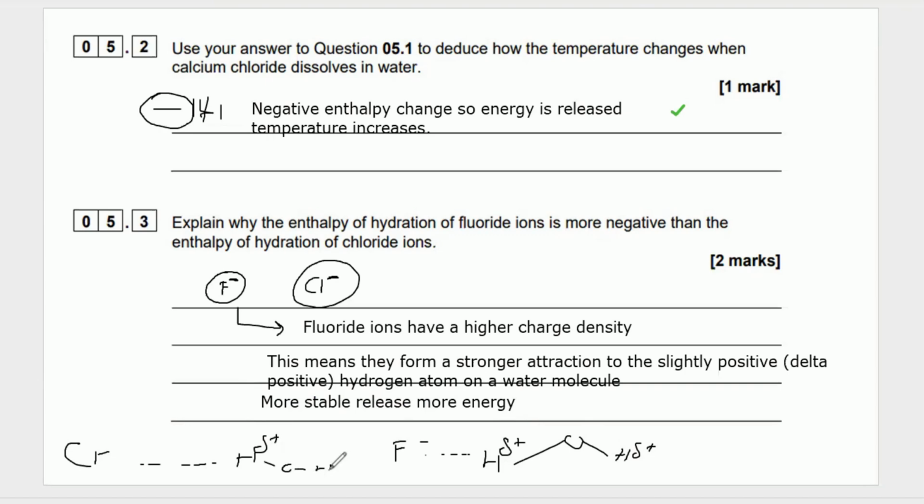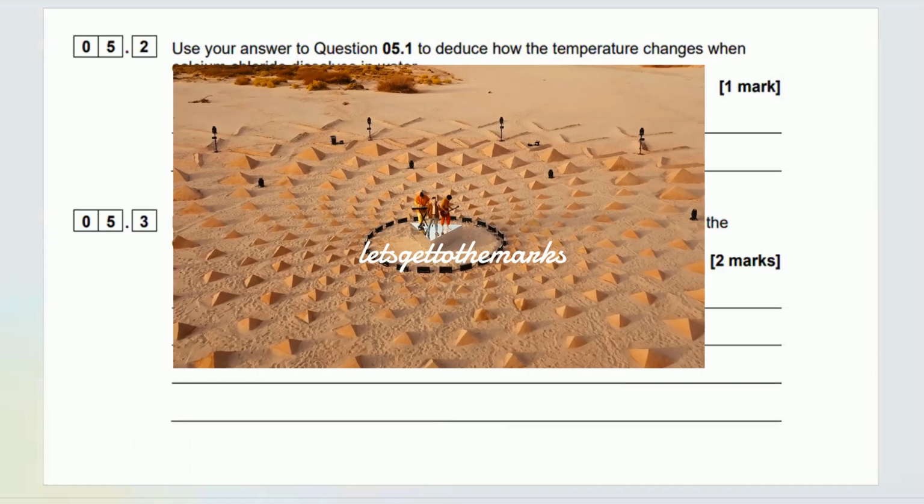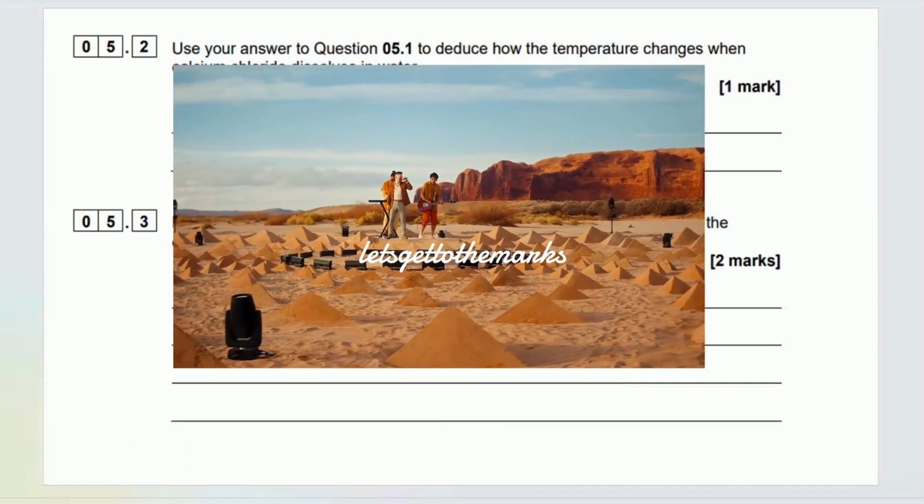Anyway, just showing you here. Here's a fluoride ion bonding with a hydrogen on a water molecule, and of course there's a chloride ion, badly drawn, bonding to a hydrogen on a water molecule, and that's going to be a weaker attraction with the chloride ion than you'll get with the fluoride ion. And the reason is fluoride is smaller, so it has a higher charge density. Okay, let's move on.